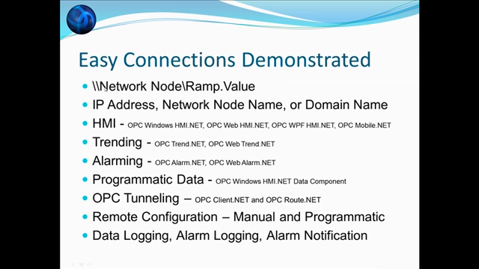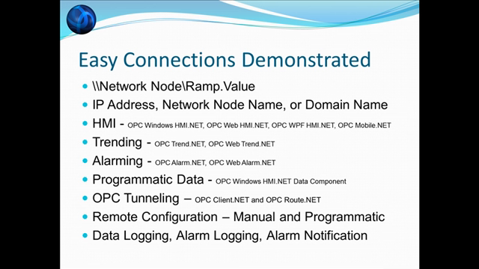To define data points, you simply need to include either your network node, IP address, or registered domain name in the tag data source. We'll see how to implement this in the HMI controls for Windows, web, WPF, and mobile products, how to implement remote trending for both Windows and web applications, and also alarming for Windows and web applications. And we'll see how to programmatically access data remotely. Again, all of these features use the simple connection of using the network node name in the tag designation.